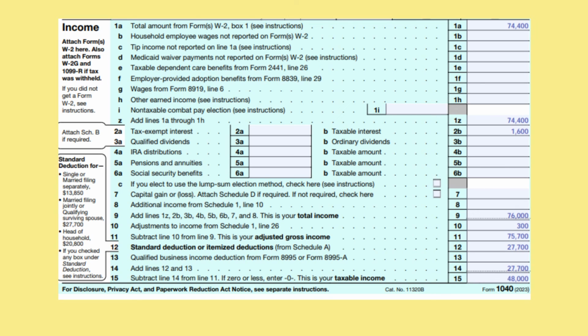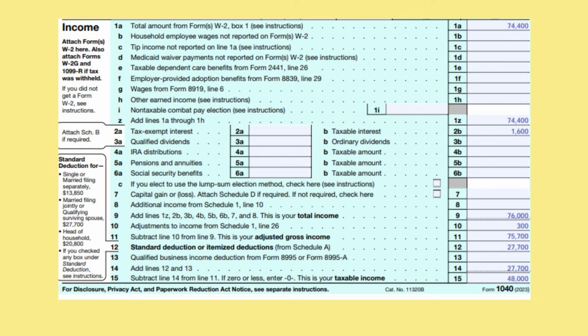On line 1B, report any household employee wages that you received that were not reported to you on a Form W-2. Your employer isn't required to provide you a Form W-2 if they paid you less than $2,600 in 2023. On line 1C, report any tip income that was not reported on line 1A of your Form 1040. On line 1D, enter any Medicaid waiver payments that were not reported to you on your Form W-2.